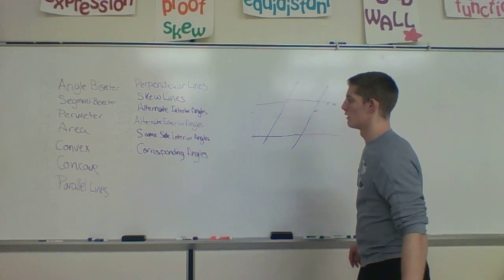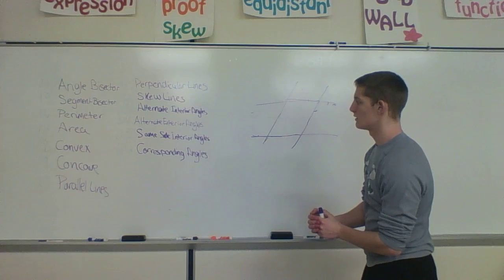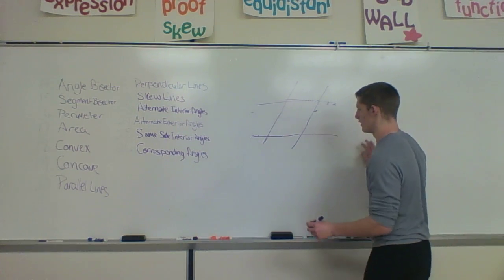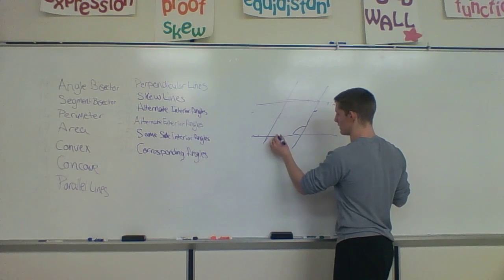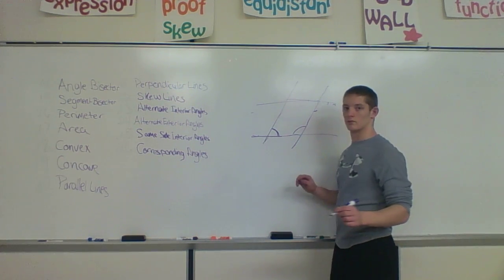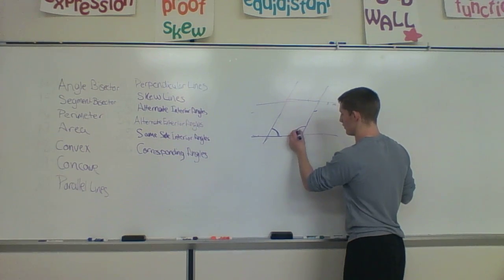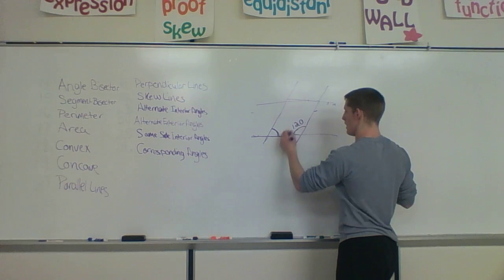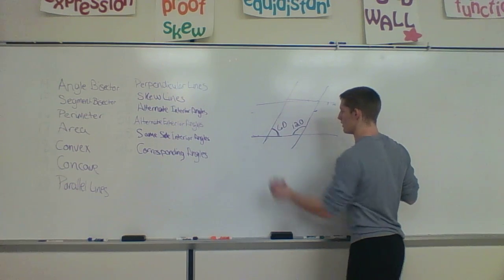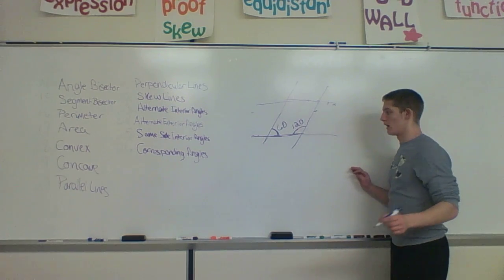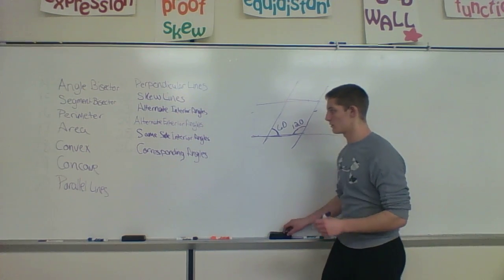And then you have same side interior angles. These angles are always supplementary because they're on the same line. So say you have an angle that measured out to 120 and then this one measured out to 60. They're on the same line, same side, and they're supplementary. That is the same side interior angle.